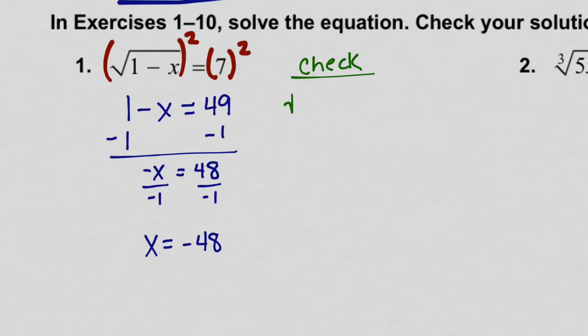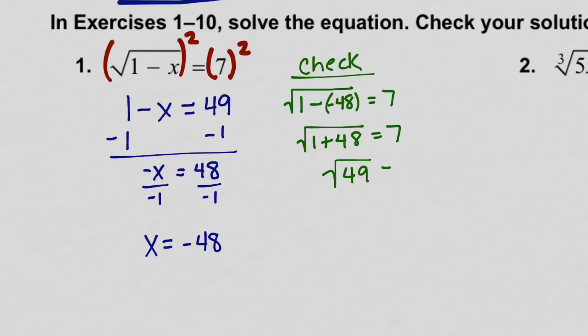So I would have the square root of 1 minus a negative 48 equals 7. Minus a negative makes it plus, so it's plus 48. I'm sorry, I just wrote 49. So the square root of 49 equals 7, and we do know that is true. The square root of 49 is 7. So this worked out. This is my official answer.